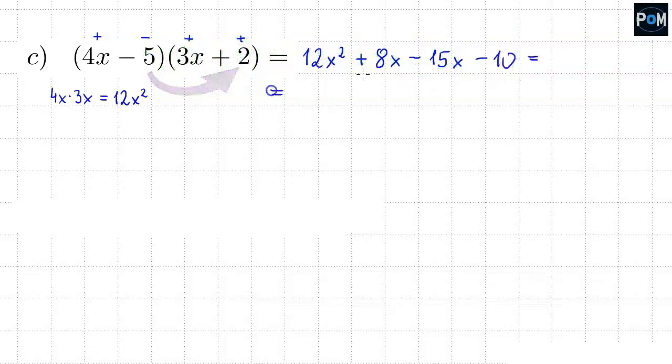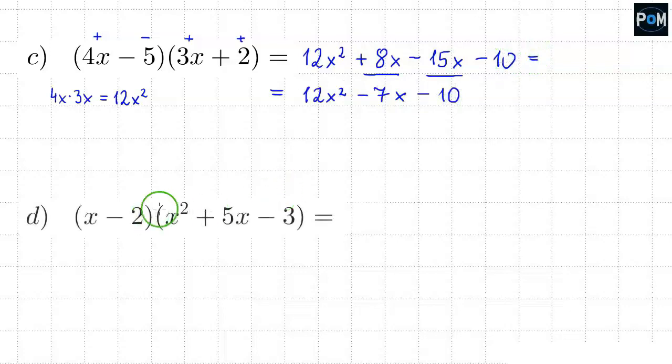The x's here will combine: 8x's minus 15x's, which is negative 7x's. Minus 10 rewritten unchanged.